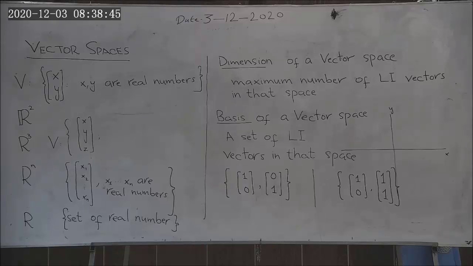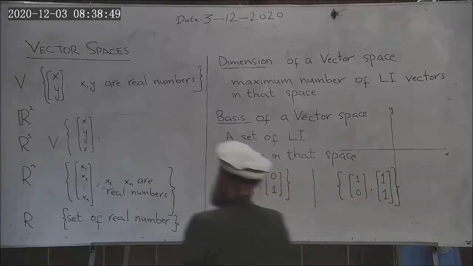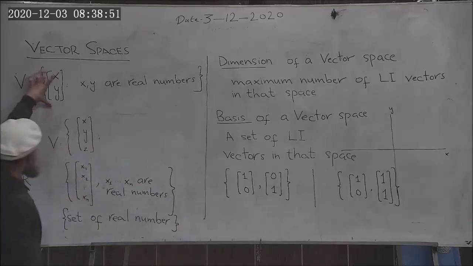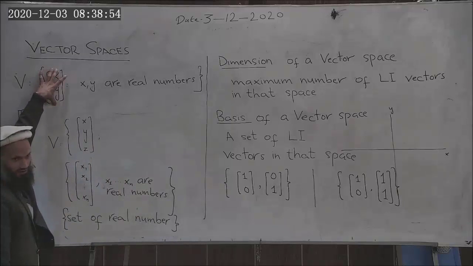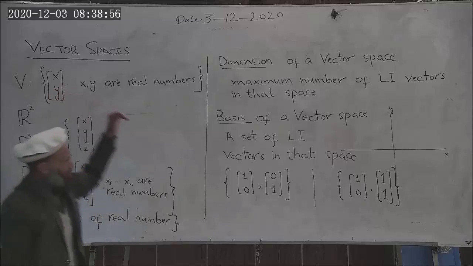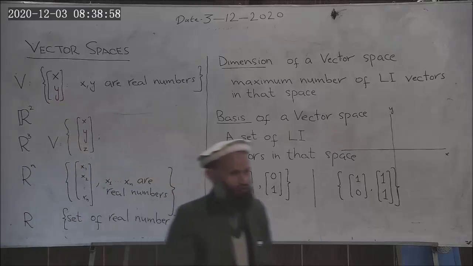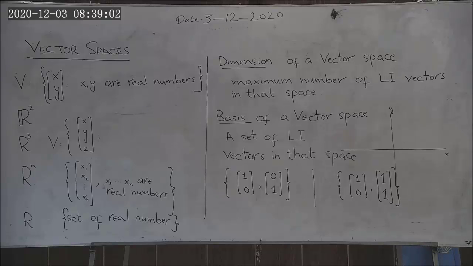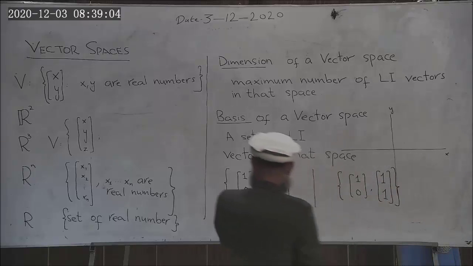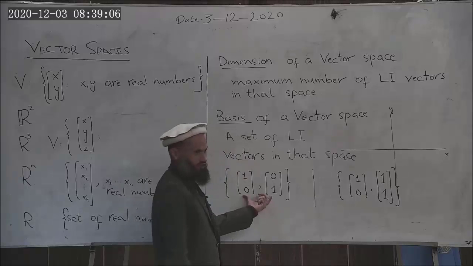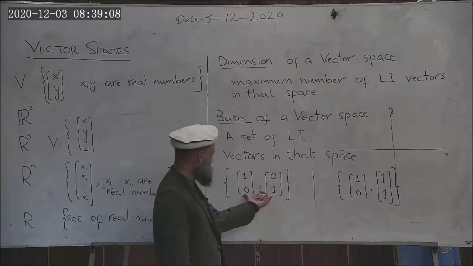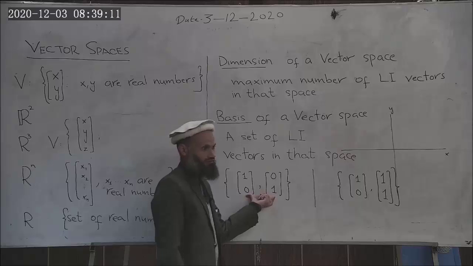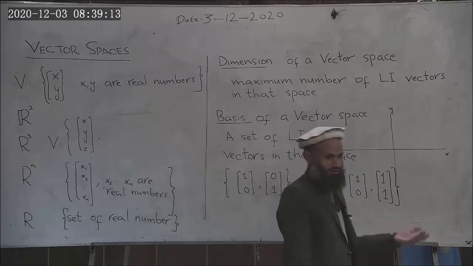Maximum number of linearly independent vectors. So here the observation is that there are infinite vectors in this space. However, there are only 2 vectors which are linearly independent. Can you give any other vector, example of any other vector which is linearly independent from these 2 vectors? Any other? Yes?